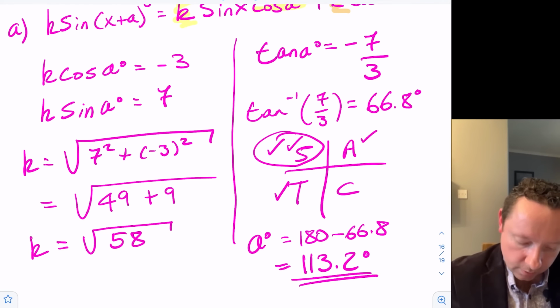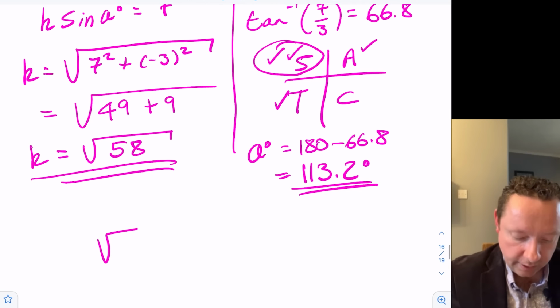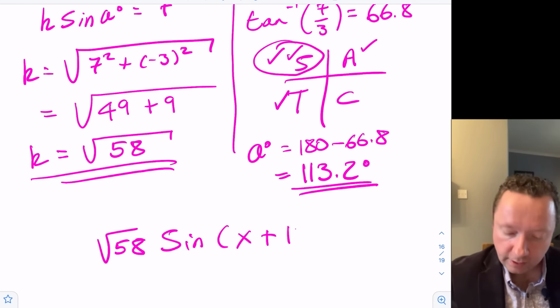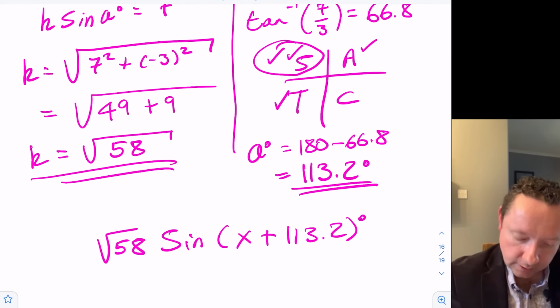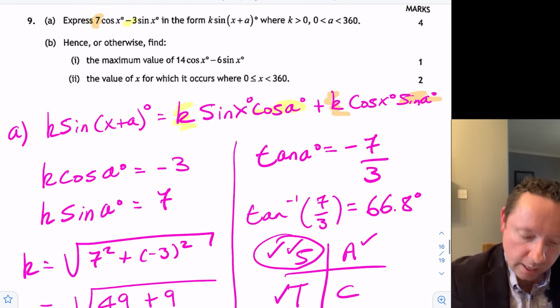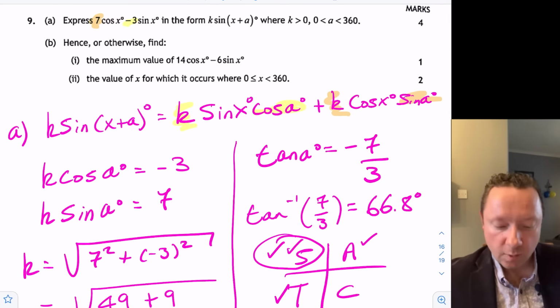So we've got our a, we've got our k. So to answer the question, it is root 58 sin(x plus 113.2 degrees) for our mark. Now part B. Hence or otherwise, find the maximum value of 14 cos x minus 6 sin x and the value where it occurs between 0 and 360. Well, notice 14 is double 7, 6 is double 3, so that is just double this. So I just need to double it.